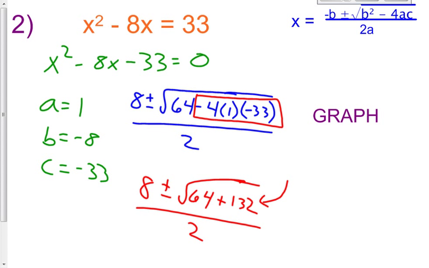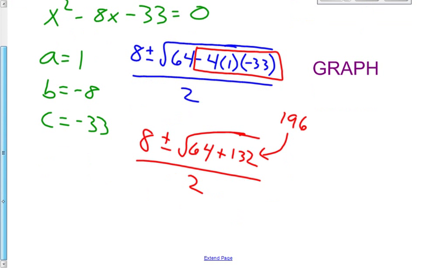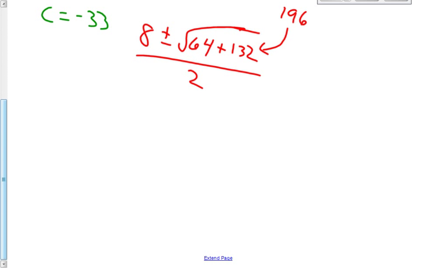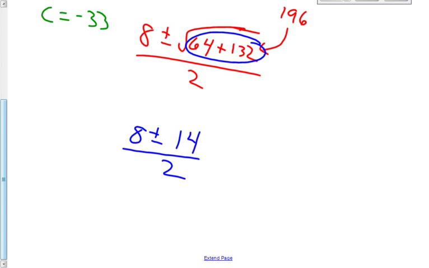64 plus 132 is 196. So in our next line we have 8 plus and minus the square root of 196. The square root of 196 is 14. So it's 8 plus and minus 14, all divided by 2.